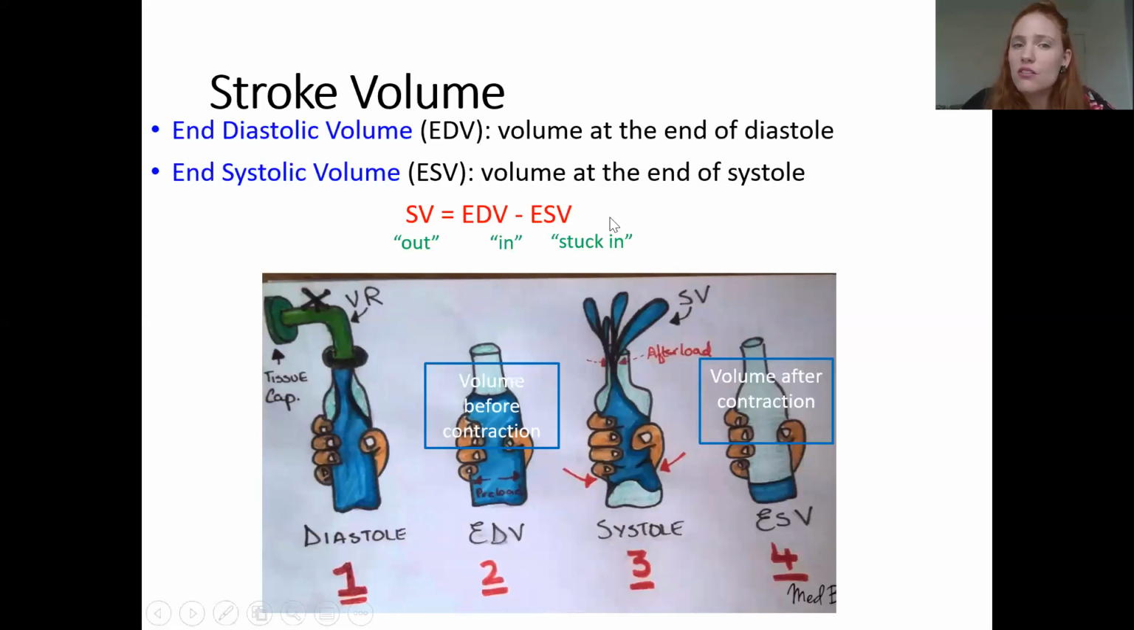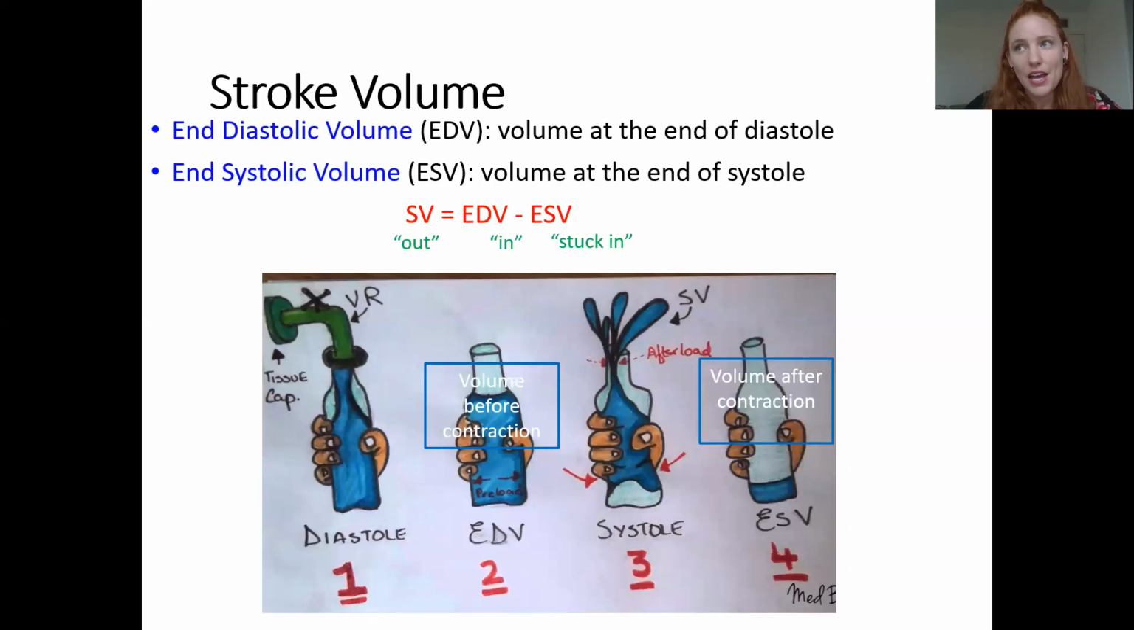And if you increase end systolic volume, more stuck in, you're going to decrease stroke volume, because if more is stuck in, less can come out. Okay, so it really takes a little bit of practice. You might want to play around with how they relate to each other, but you should definitely understand the relationship between these three variables.